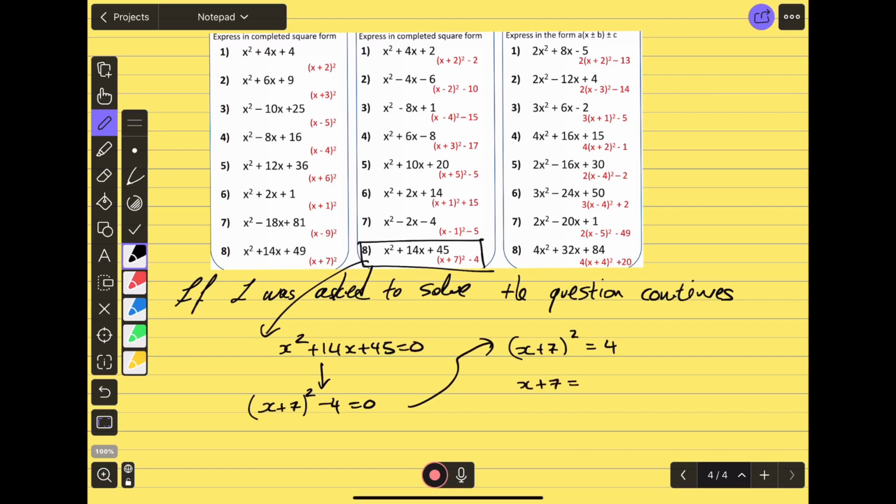Opposite of squaring something is square rooting, so it's plus minus square root 4. So x plus 7 equals plus minus 2. So your two solutions are x equals minus 9 or x equals minus 5.